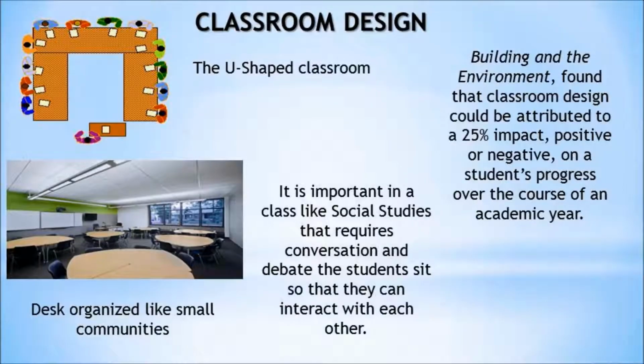Now let's look at classroom design. The magazine Building an Environment found that classroom design could attribute up to a 25% impact, positive or negative, on students' progress throughout the year. As a social studies teacher, I prefer a U-shaped classroom so that we can debate and see each other, and I can be part of the group. But if the classroom is too small, we'll organize like small communities in 3 or 4 person groups.